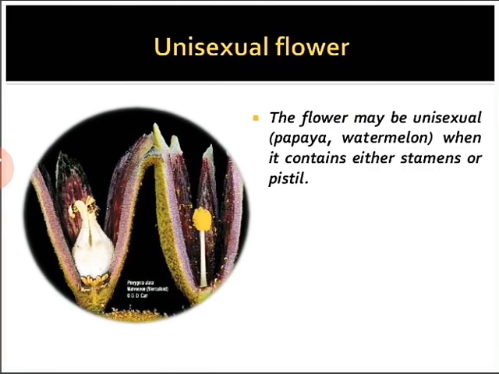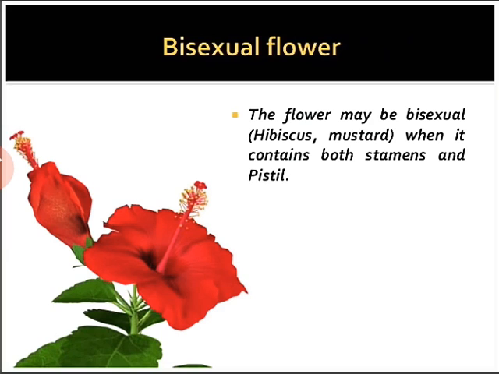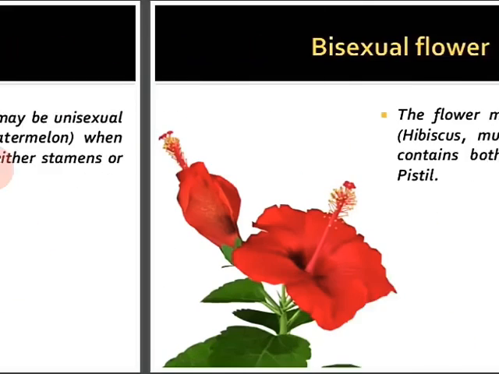There are two kinds of flowers, unisexual flower and bisexual flower. If the flower has either the male part, then it is a male flower, or the female part, then it is a female flower. These types of flowers are known as unisexual flowers. But if the flower has both the sexes on the same flower, that is male and female, then that type of flower is known as a bisexual flower.